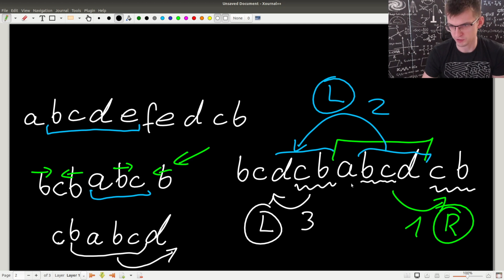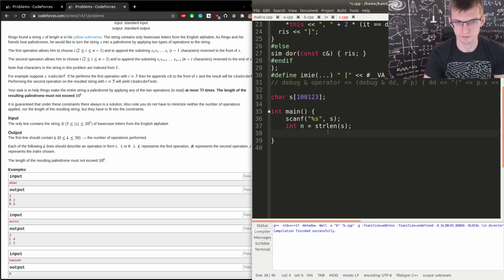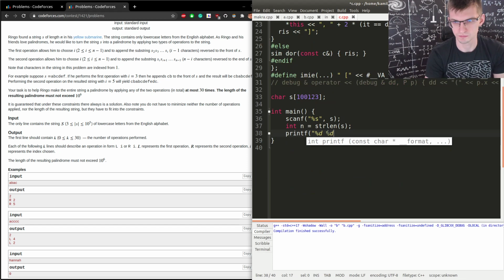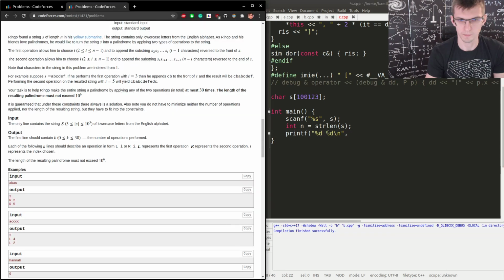Do we always copy the same length? We copy BC, then BC, then BCD. Maybe this will be enough. First was R. Yeah, first was R. R is the second operation.